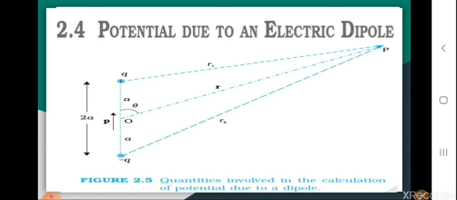Now we are going to find out the potential at P due to plus q and the potential due to minus q at P, and we are going to add them. Shall we do that? Yes.